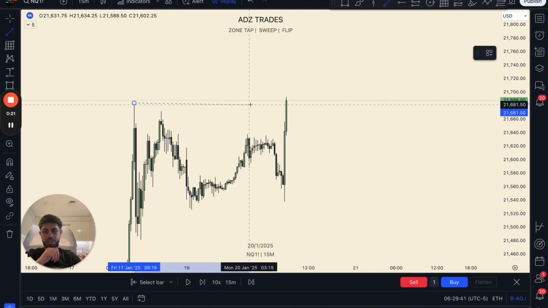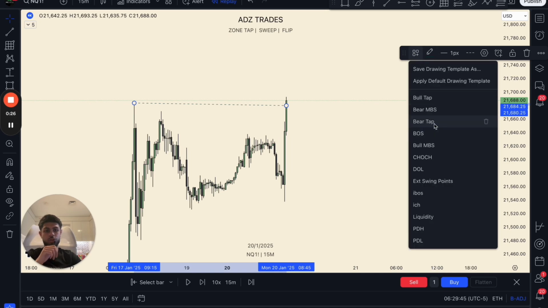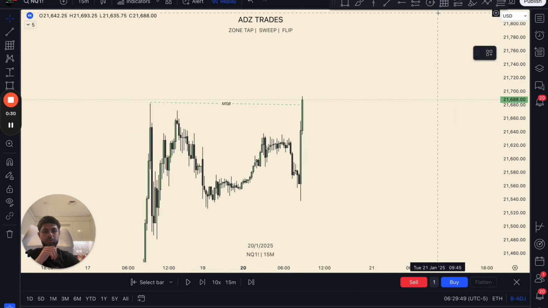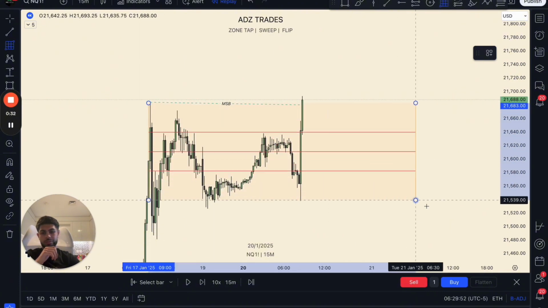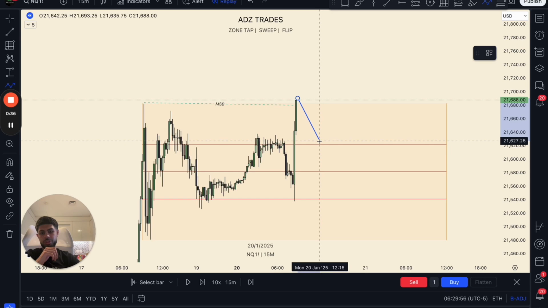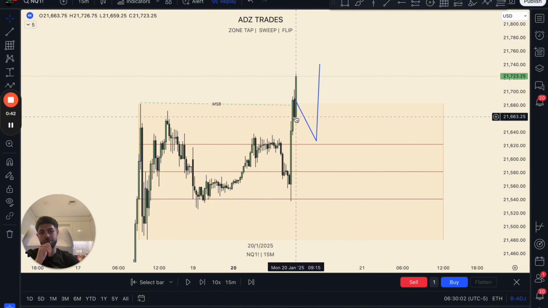We have a high, and we clearly got a strong body closure above that. So now I know ideally I should be looking for longs. Where exactly? Well, we have this zone here. So I'm just expecting a retracement into this zone, higher high. Let's see what price does. Price gives a very faint tap into the zone and moves higher.